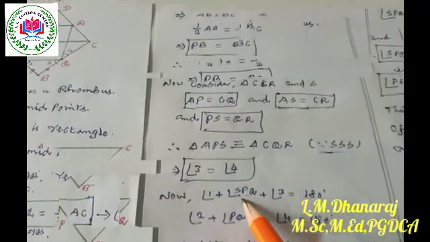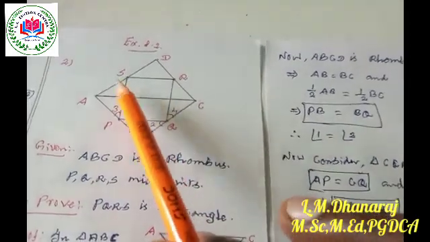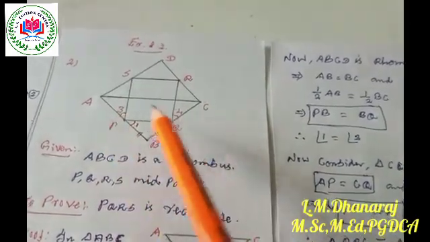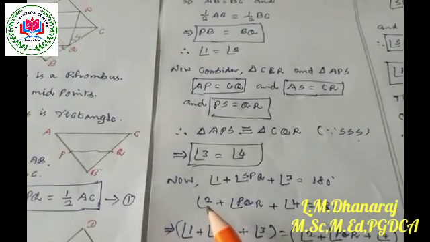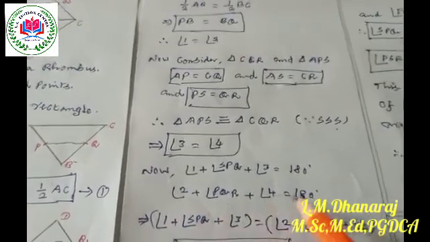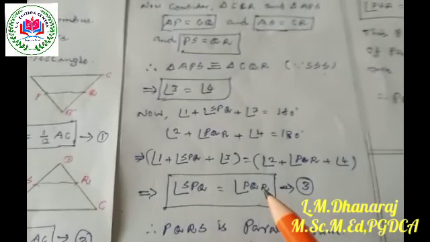Angle 1 plus angle SPQ plus angle 3 is equal to 180 degrees. S is here and P is here and Q is here. So angle SPQ plus angle 3 is equal to 180 degrees. Similarly, angle 2 plus angle PQR plus angle 4 is equal to 180 degrees. Since these two are 180 degrees, we can equate the left hand sides. This proves that angle SPQ is equal to angle PQR. Make it equation number 3.